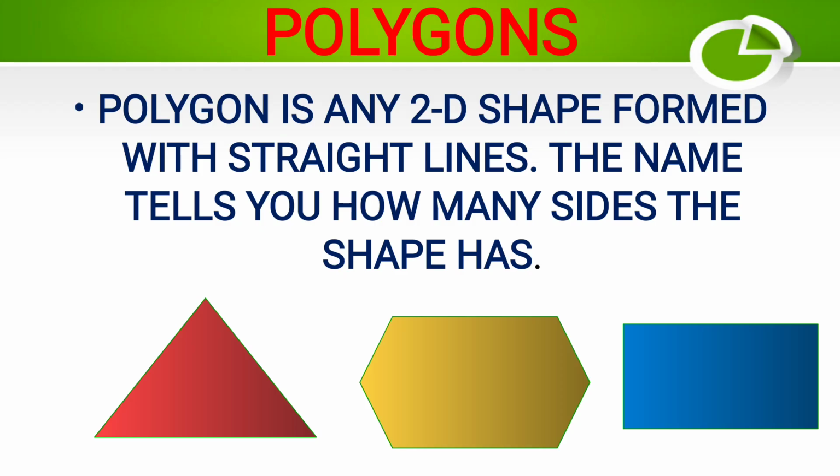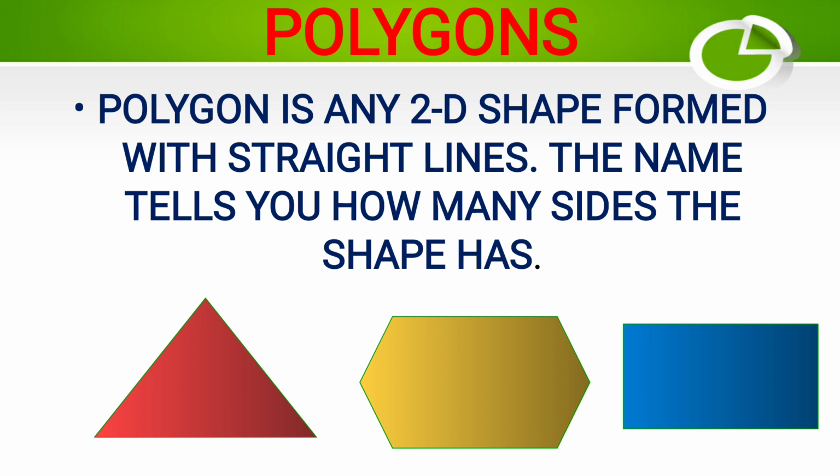First of all, let us know what is a polygon. A polygon is any 2D shape formed with straight lines. The name tells you how many sides the shape has. The name of the figure will help you in identifying how many sides it has.